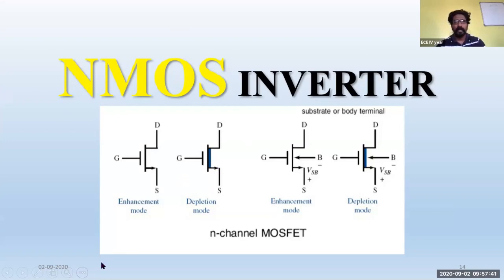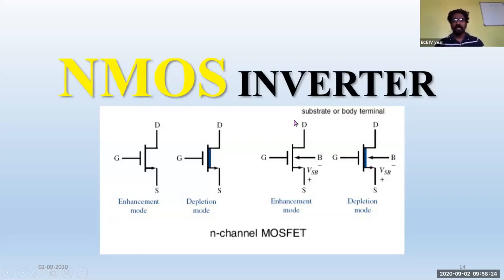For this NMOS inverter, we will be using the enhancement mode transistor and also the depletion mode transistor. This is the enhancement mode transistor and depletion mode transistor with three terminals, and this is the enhancement mode transistor and depletion mode transistor with four terminals. The fourth terminal is the substrate or the body terminal. You can see this B indicates the substrate or the body terminal.